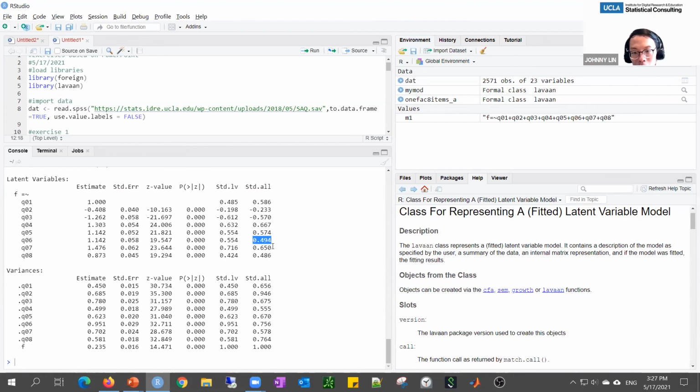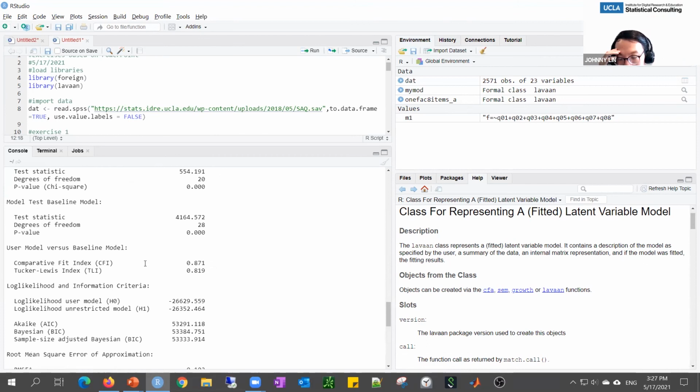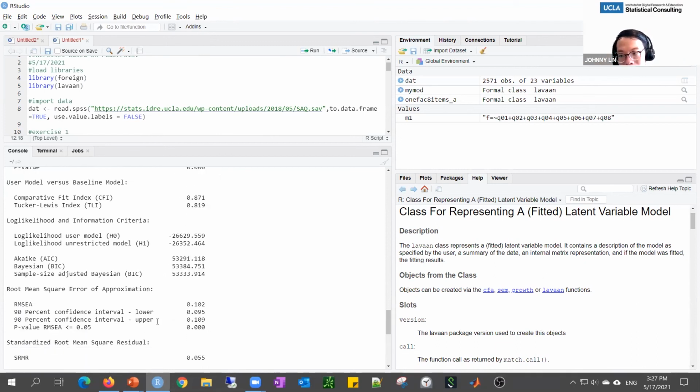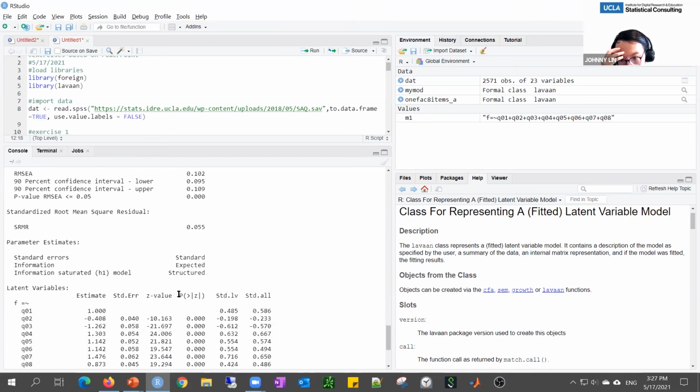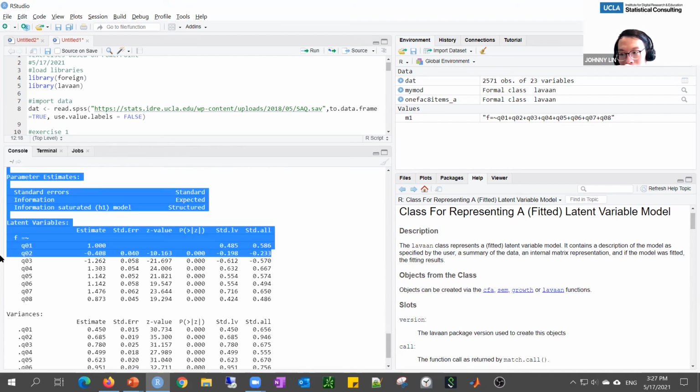Okay, so let's look at the fit. Well, we already saw the fit, right? The CFI was 0.87, TLI is 0.81. The criteria should be 0.95 and 0.9. And then the RMSEA fails the test of close and approximately close fit. So honestly, this isn't the best model. And like we said, to improve the fit, what's one way? Well, we can maybe remove item 2.